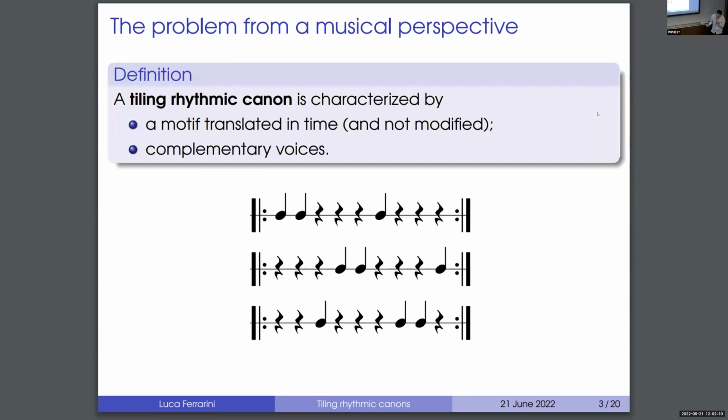About this problem, a tiling rhythmic canon can be characterized by a single motive that can be translated in time, as we see here, and with two main voices: the A voice, that we will call the first voice A, and the other voice, that is called the B voice. So the A voice plus the B voice cover all the tiling rhythmic canons. In this example here, the A voice has many different beats here at 1, 2, and in the 7th position. So we have this shift of the A voice here, for the first, the second, and the third one.